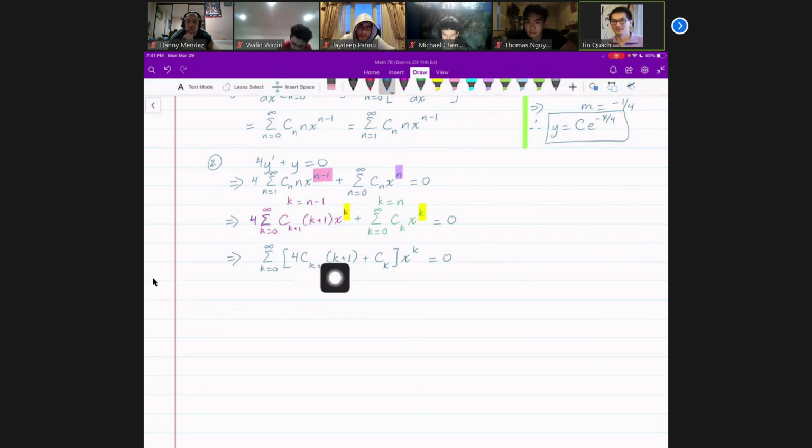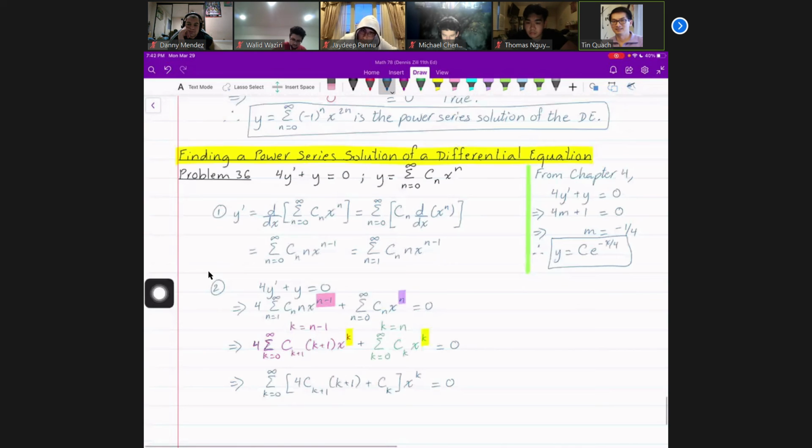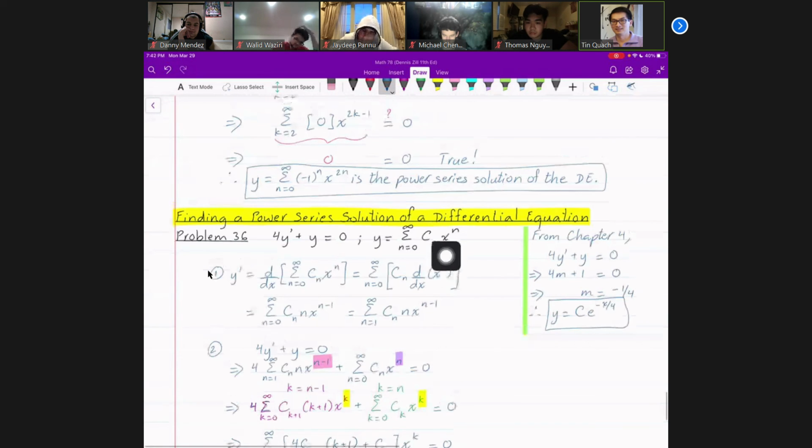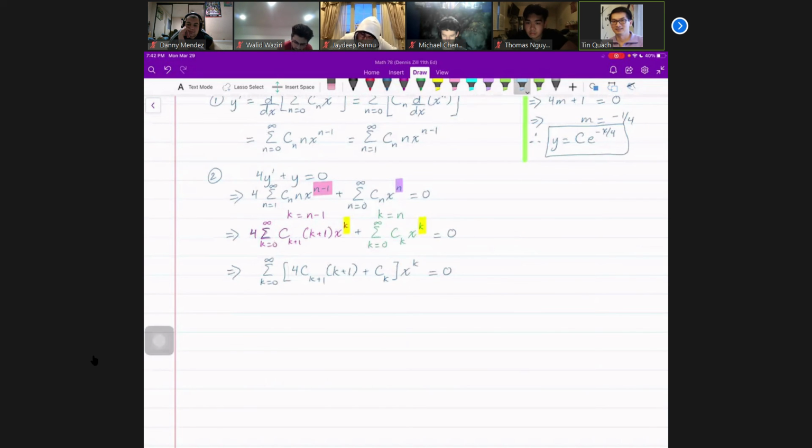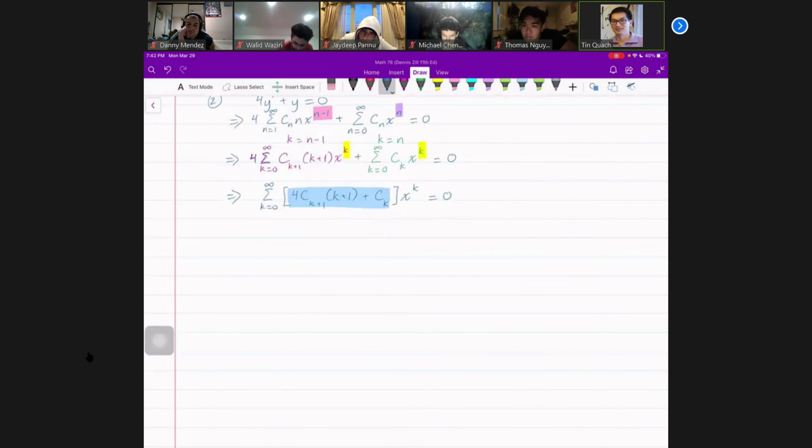Okay, so this is where you need to understand. In order for the left-hand side to be 0, you want this one to be 0, because if x was 0, then you get a trivial solution, right? So we want to find a non-trivial solution. So we want that to be 0. So this series is equal to 0 implies the coefficient is equal to 0, and make sure you indicate the values for k, where k is equal to 0, 1, 2, 3, and so on.